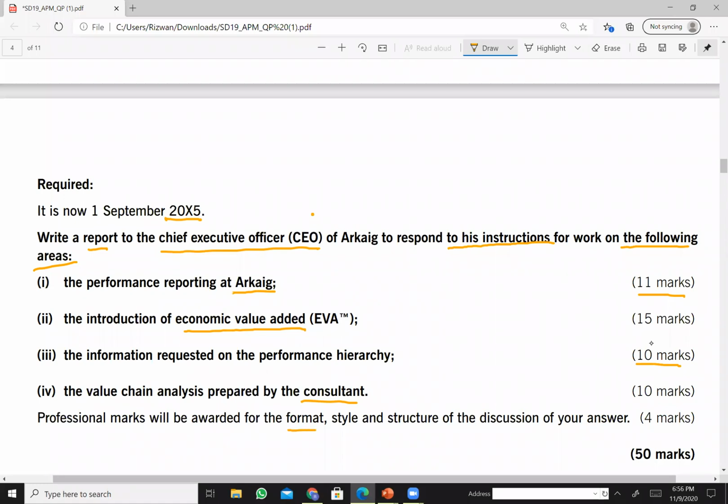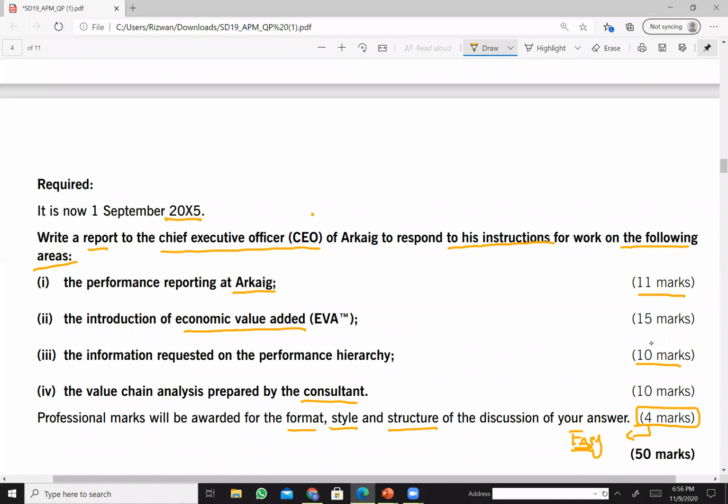Professional marks will be awarded for the style, format, and structure of your answer, and this is for 4 marks. From day one, when I started teaching this paper, I always mentioned in lots of my ACCA webinars and in my online regular classes that consultants should go for easy marks. Why do you leave easy marks? If easy marks can ensure you a pass, why leave easy marks? So for me, getting these 4 easy marks is my first target. And what all it requires, I'll discuss in today's session, just to get these easy 4 marks.